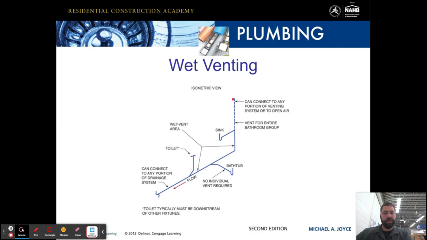So we're starting up here. This can connect to any portion of the venting system, or it can go right out through the roof. And this is the vent for the entire bathroom group. So again, for the sink, the bathtub, the toilet, this wet vent acts as the entire vent. Coming down here, this branch, it can connect to any portion of the drainage system.